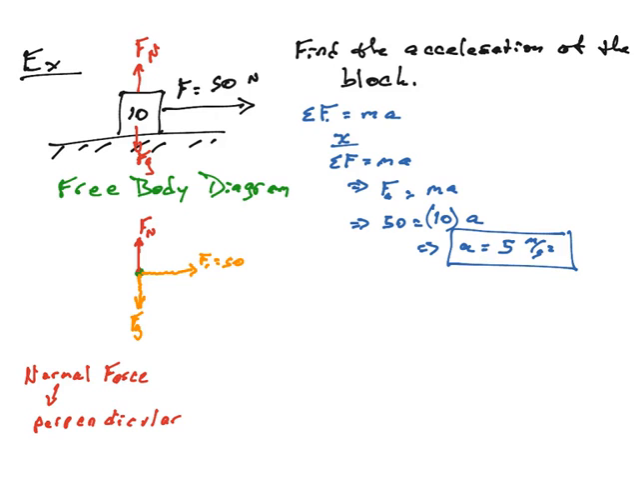So obviously, really easy. No big deal at all. I have an object or a system. I say it's a system. The system is basically one object. It's sitting on the floor.